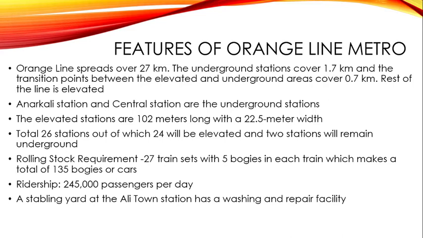For the rolling stock, there are 27 trains, each set up with 5 bogies, which makes a total of about 135 bogies or cars. It covers about 245,000 passengers per day. For a stable yard, Ali Town station has a washing setup, where the repairing and all the maintenance of these trains will take place.